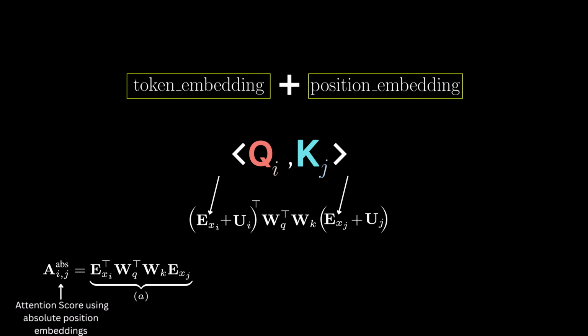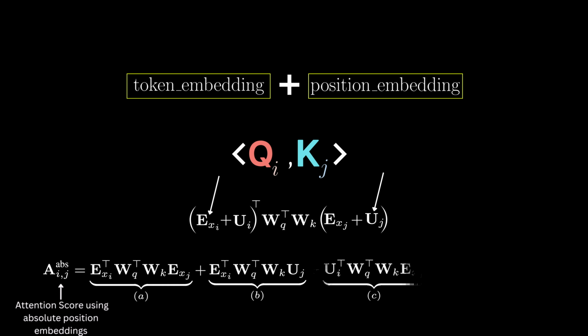The first, which corresponds to content-content interaction, determines how much token i should attend to token j purely based on their semantic embeddings. The second is content-position interaction, which decides how much token i's content should attend to the fact that token j is at position j. The third is similar, just flipped: how much the position of token i influences its attention to the semantic content of token j. And the fourth is purely positional based interaction. This component depends only on positions i and j, independent of their token representations.